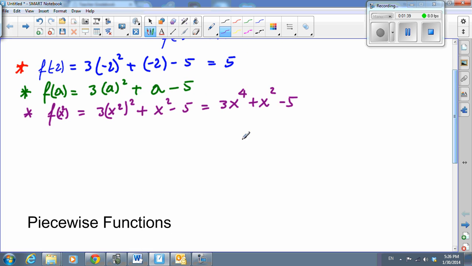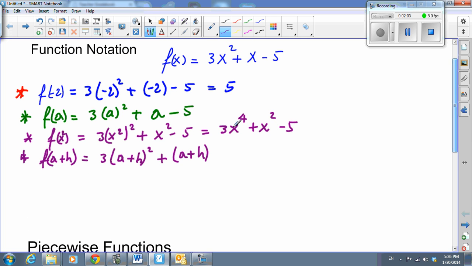Let's keep going. This time I will look for f of a plus h. Again, just like on your after party. This is equal to 3 times a plus h, the whole thing squared, plus a plus h, let me go back to my function, minus 5.